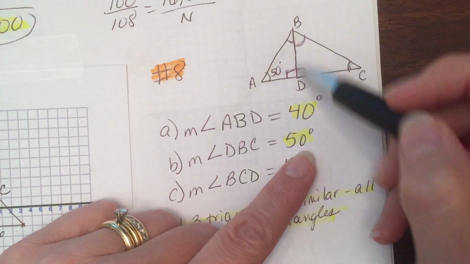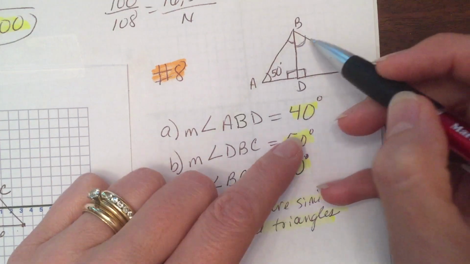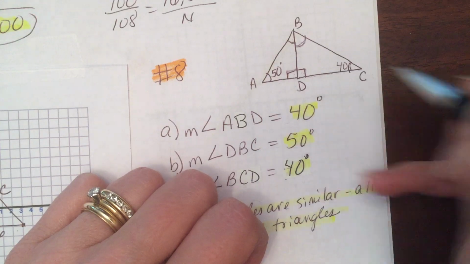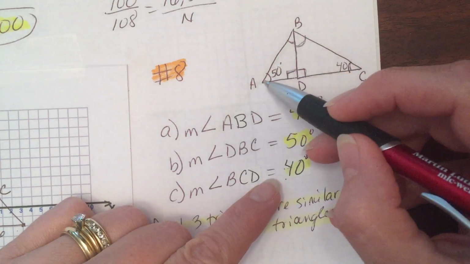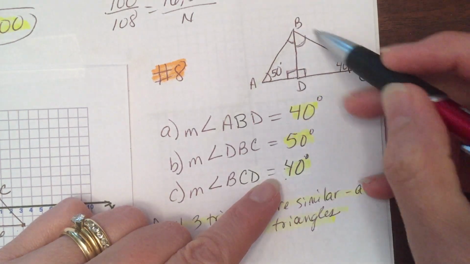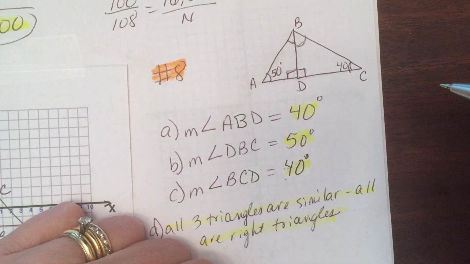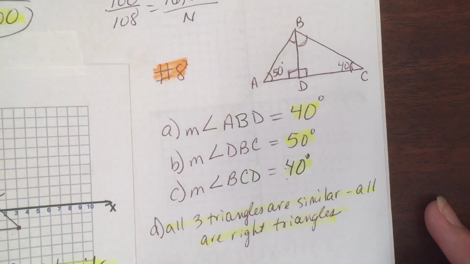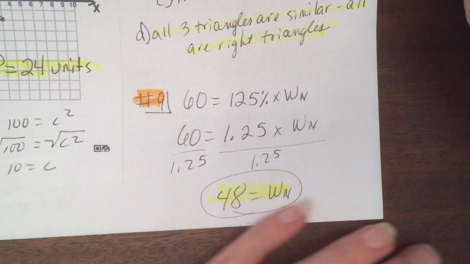So the measure of angle BDC, this is 90, this is 50, right? 90 and 50 make 140. 180 minus 140, this one has to be 40, okay? Which triangles in the figure are similar? So we've got this triangle here, we've got this triangle here, and then we've got the whole big triangle. And they are all right triangles, so they are all similar. All the 3 triangles are similar, they're all right triangles. Remember, similar means same shape, not necessarily same size.